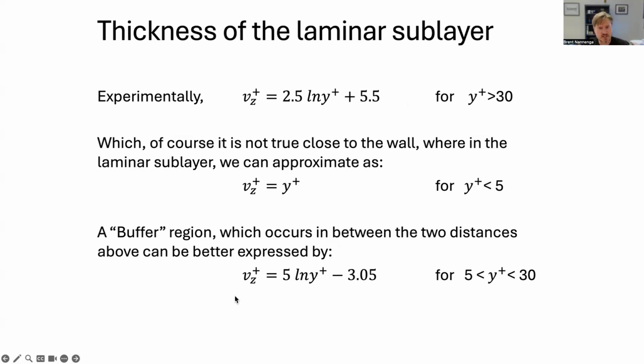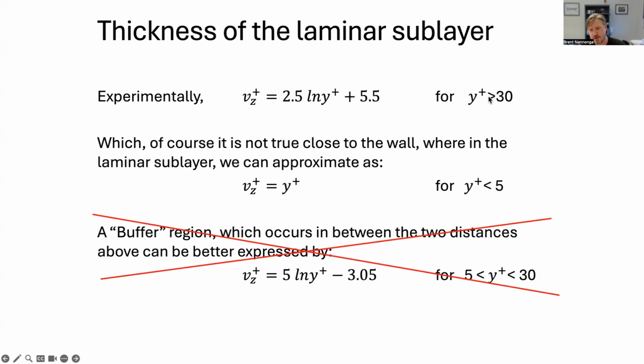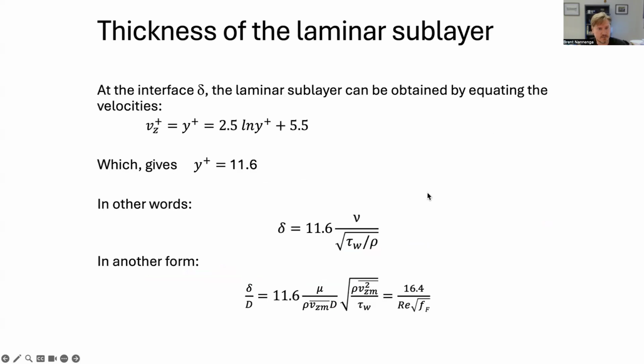Another approach is to just say, you know what, we're going to use two regions. Rather than having this buffer region, we're going to just have the turbulent core and the laminar sublayer. We're just going to get rid of this buffer region. So this is known as a three-piece model. When we get rid of this, it's known as the two-piece model. But you'll notice that there'll be a bit of a gap. So we actually adjust the cutoffs here when we're using the two-piece model.